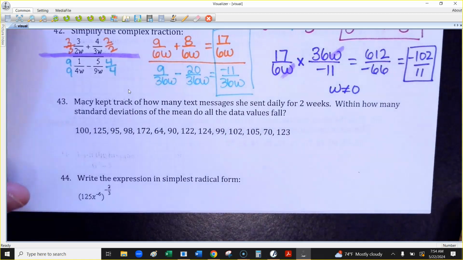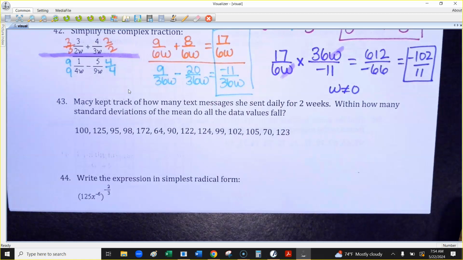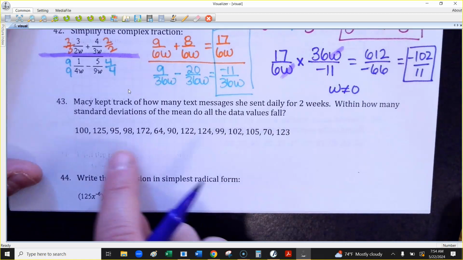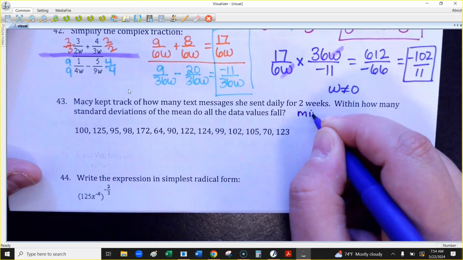All right, I need to figure out the smallest number and the biggest number, because that's the range I'm going to have to cover for figuring out how many standard deviations the data values fall. So let me just see, let's see. Looks like the minimum here is 64.